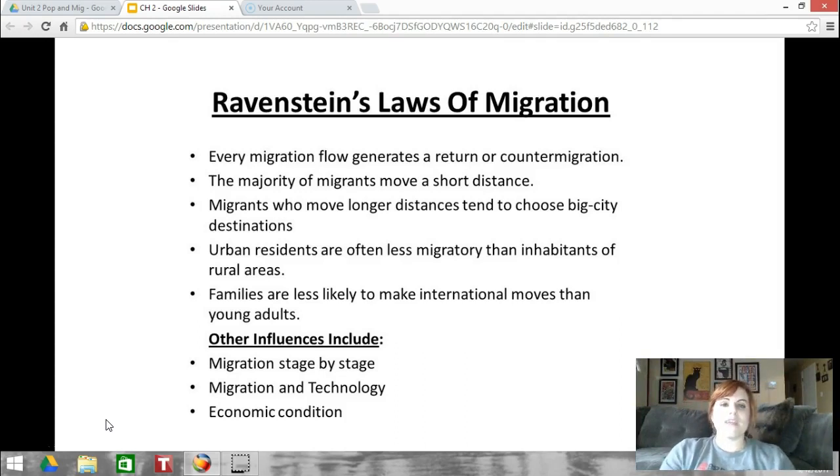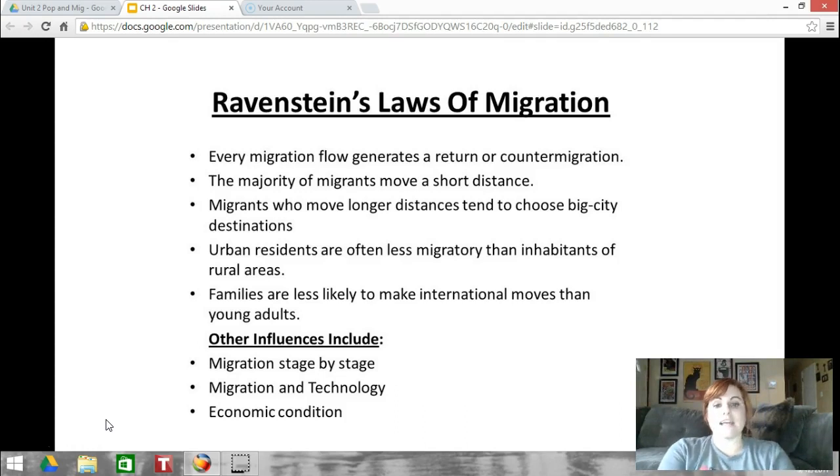The majority of migrants move a short distance, right? So as I said, most of us, if we're moving, we tend to move in just a different house in the Reno-Sparks area, right? It's less likely that we are going to move to another state, and it is even less likely than that we are going to move to another country, okay? So most migrants will move short distances. Migrants who move longer distances tend to choose big city destinations, okay? Probably because there are more economic opportunities and occupation opportunities in big cities.